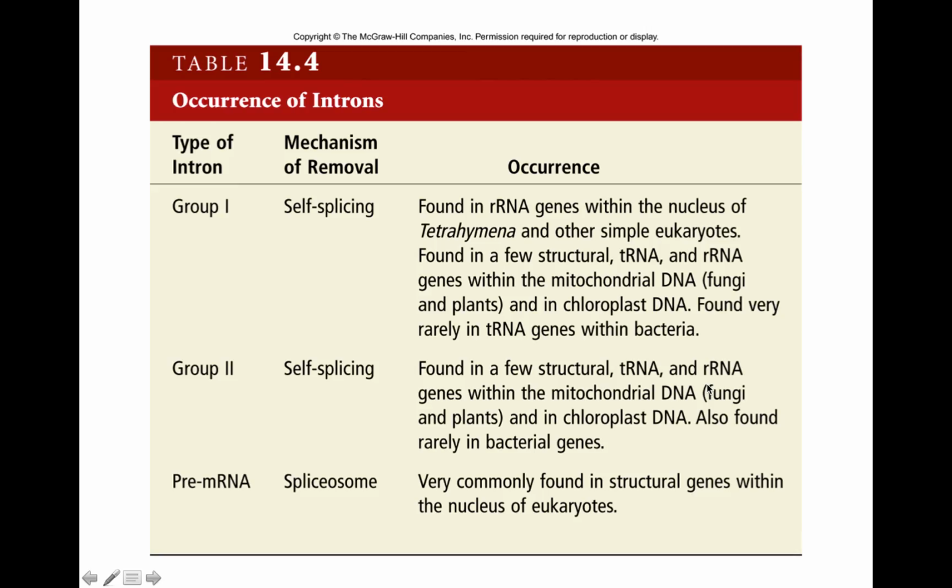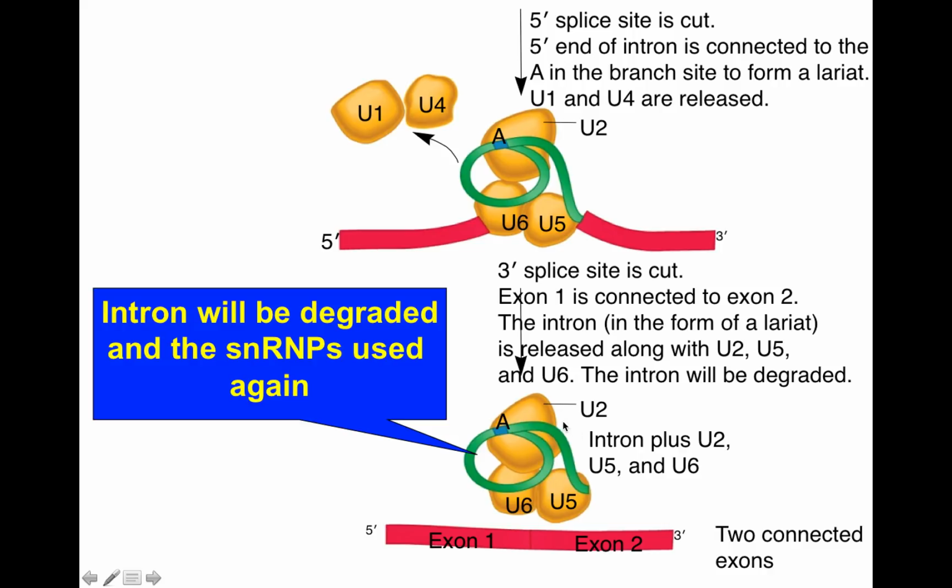And eventually, the intron will be degraded. This will float away. It lasts for a little while. You can measure it, but it eventually gets degraded. And now you have your exon 1 and your exon 2 spliced together without any extraneous RNA sequence in the middle. And when you go to translate this, you'll get a seamless sequence of nucleotides to make your polypeptide.